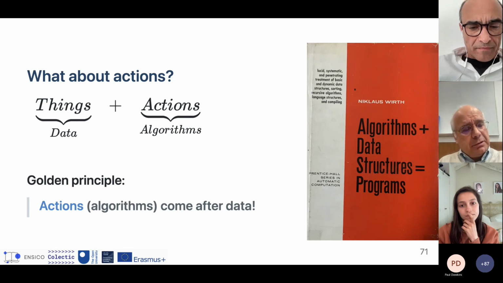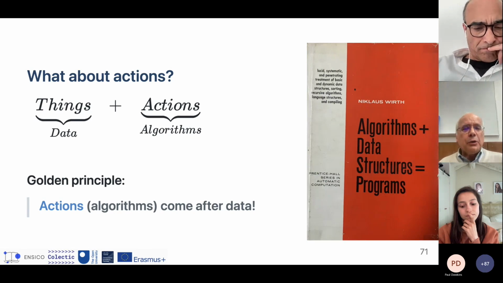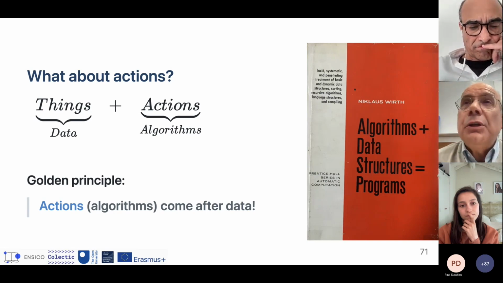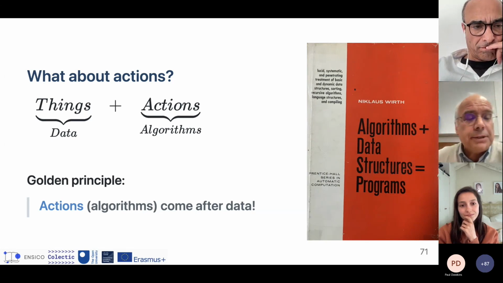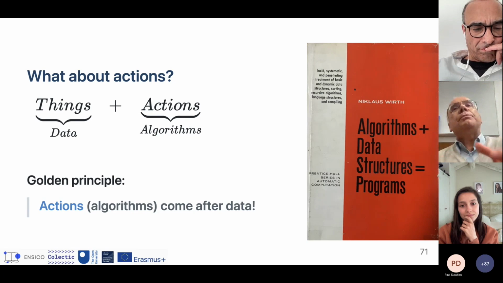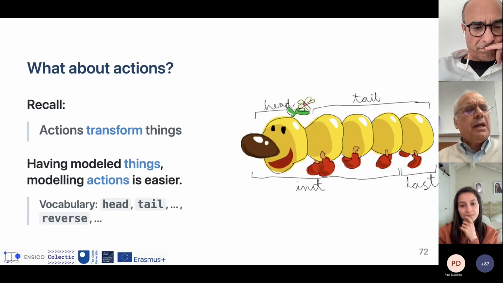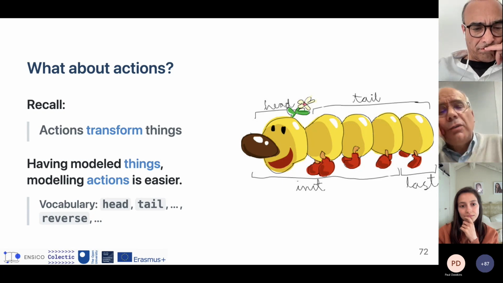Well, now let me just say something about the actions. You clearly see, I've not shown you code, for loops or while loops or that kind of thing. This is the last part of our process, because actions come after data. Once you have data, you can start thinking about the actions that transform that data. And it's quite easy, because as we have modeled things in terms, in this case, of sequences, there is a whole vocabulary that we can use to start transforming those sequences.